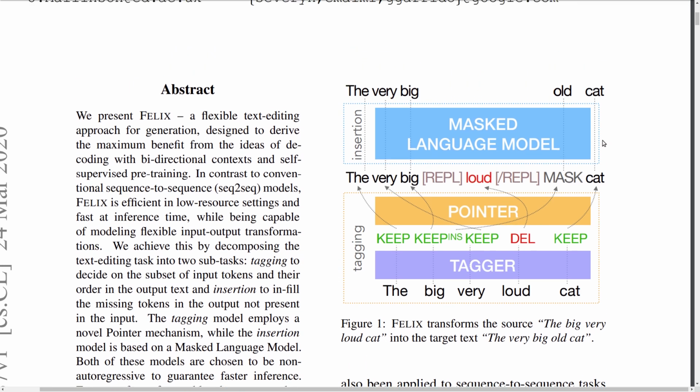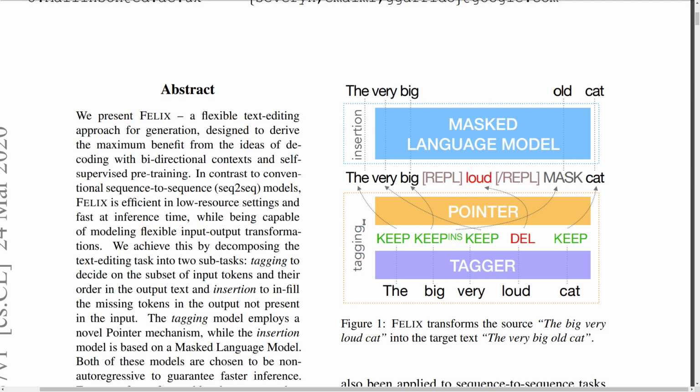And then the final step in this Felix model is to use another model, an insertion model, to fill in any gaps that might be created from deletion. So this is about generating the word old, which is not part of the original input sequence. And this is how this model works.